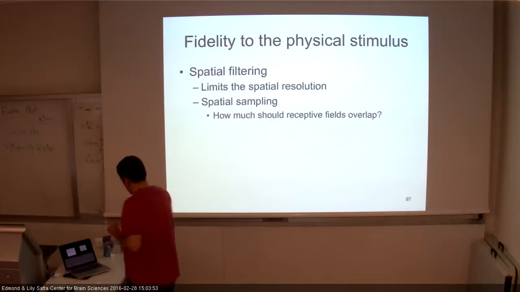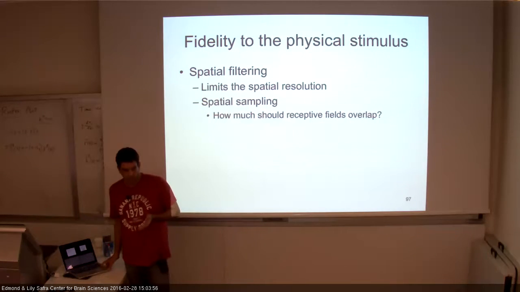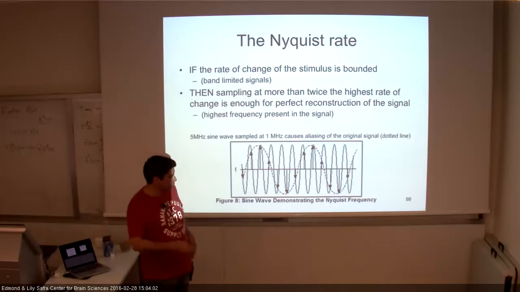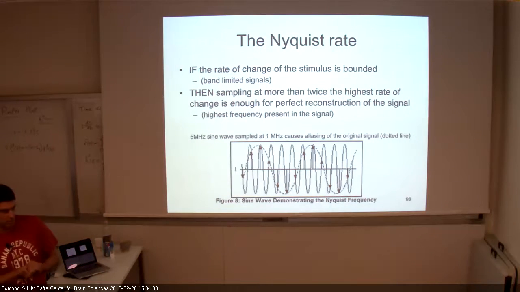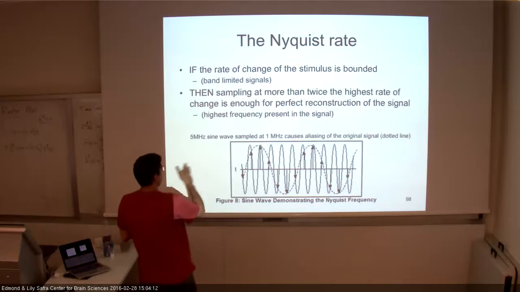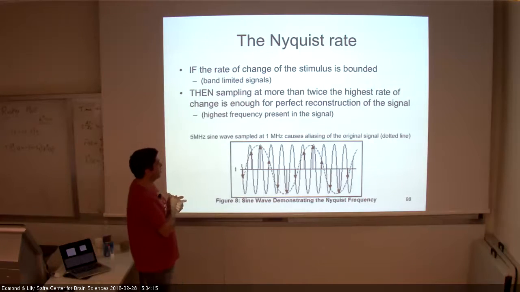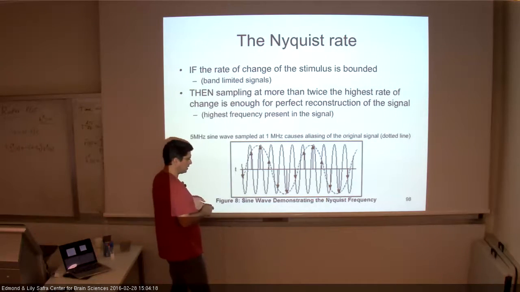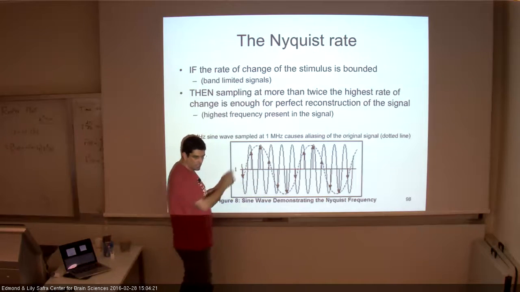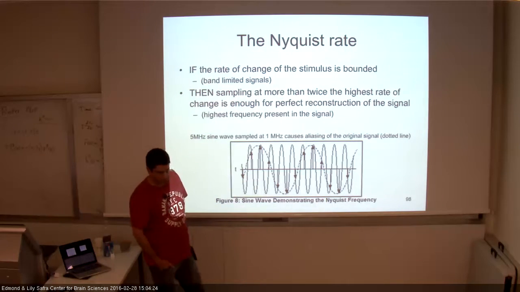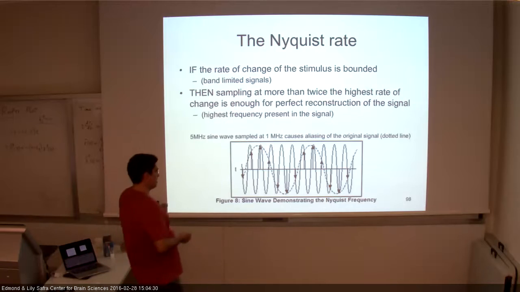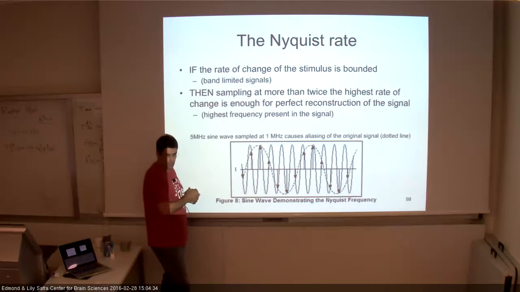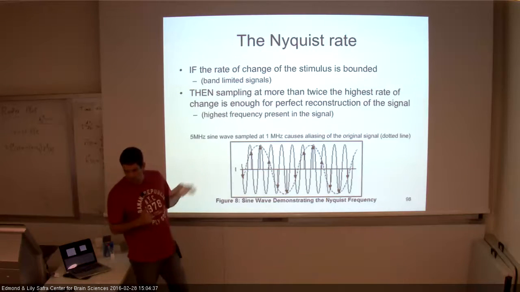Okay? So how much do we need to sample? Of course, like I said, the higher the sampling, the higher the resolution. But of course, in order to sample a given frequency or a given object, in this case, we're talking about band-limited signals. So if the rate of change of a stimulus is bounded, for example, we have some kind of a sine wave, and we would like to recover the frequency of this sine wave. The question becomes, how much do we need to sample this sine wave with a given frequency in order to fully resolve this bounded signal?